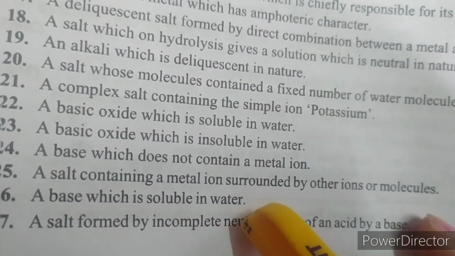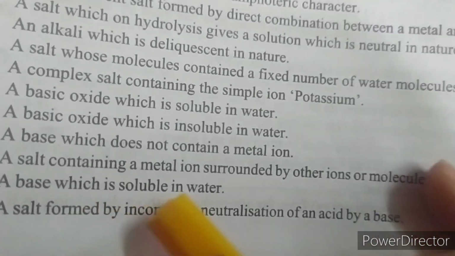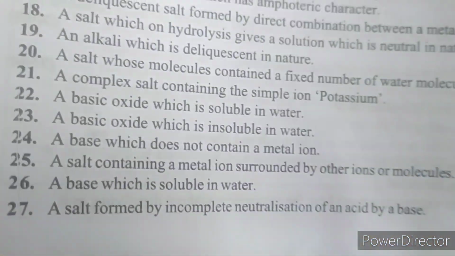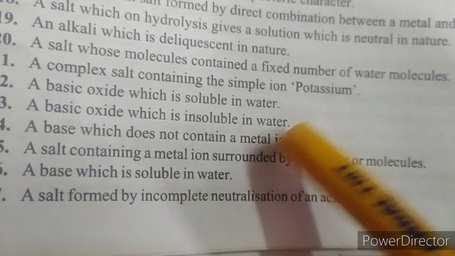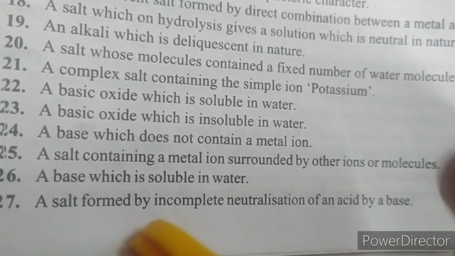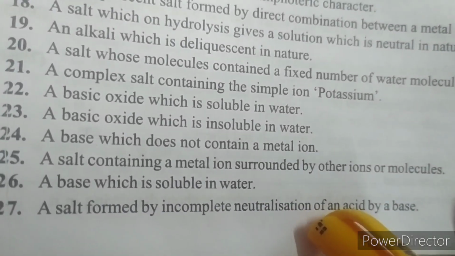A base which is soluble in water, that is an alkali, you have to mention an alkali, you can write NaOH, KOH, or ammonium hydroxide. A salt formed by incomplete neutralization of an acid by a base, that is an acidic salt, you can quote any one example of an acidic salt.